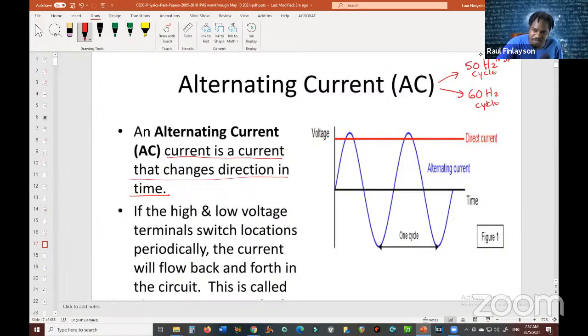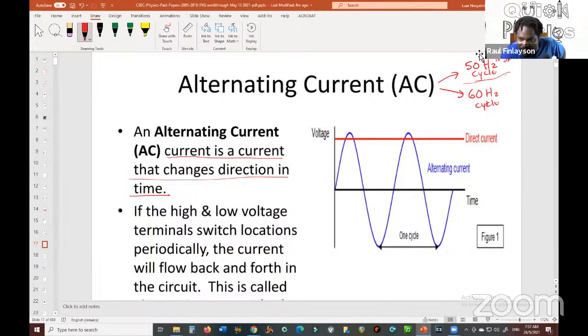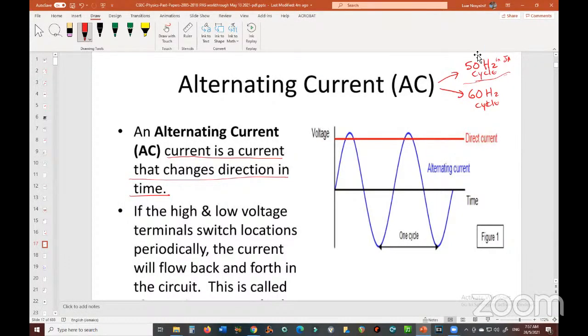This is what we produce in Jamaica, 50 hertz cycle. It means that the current changes, or you could say the voltage changes direction, 50 times in a second. Can you count 50 things in 1 second? You ever tried that yet? No, sir. That's impossible.